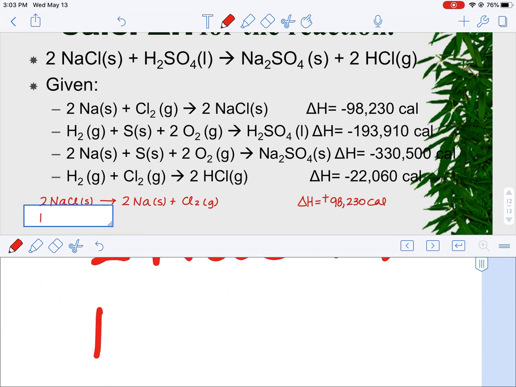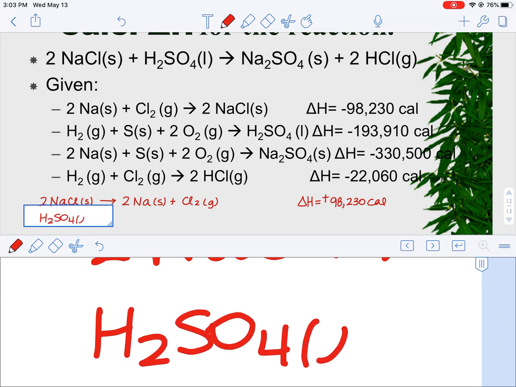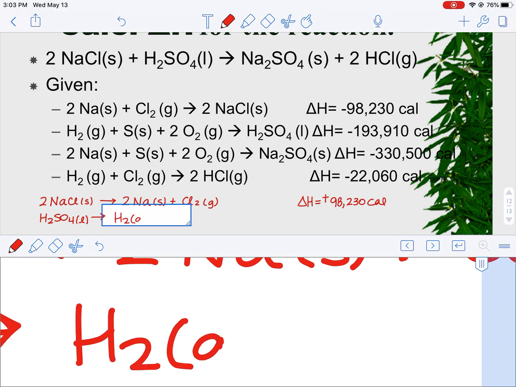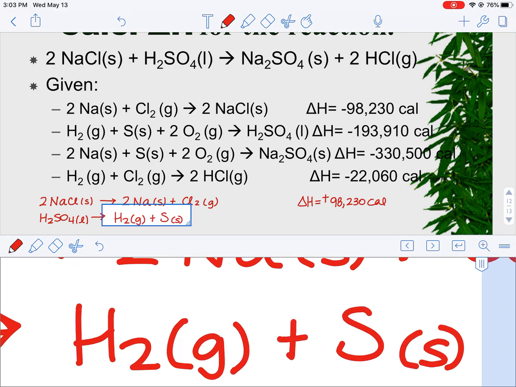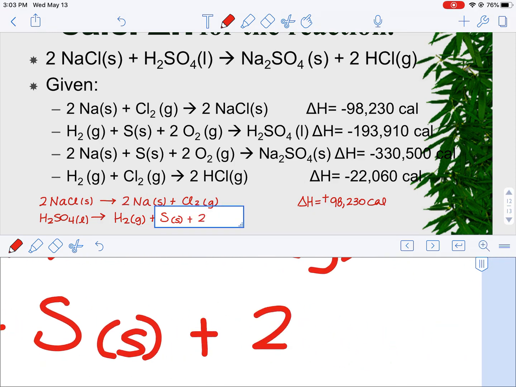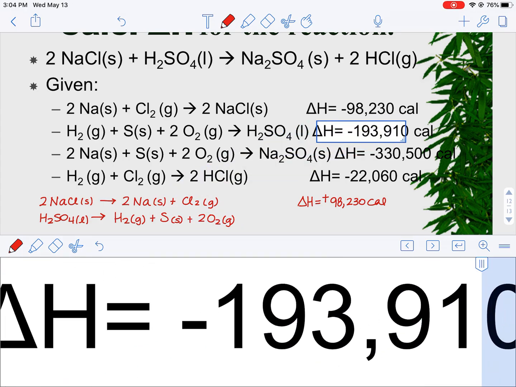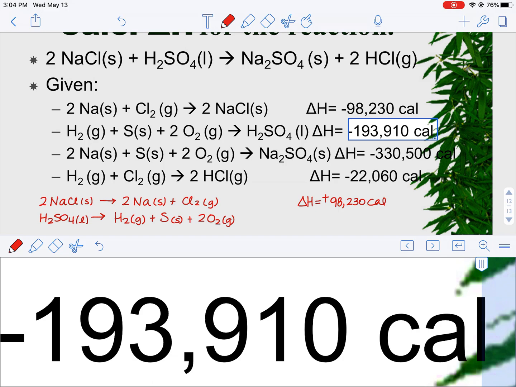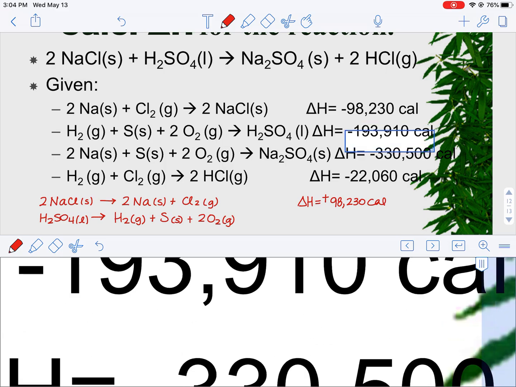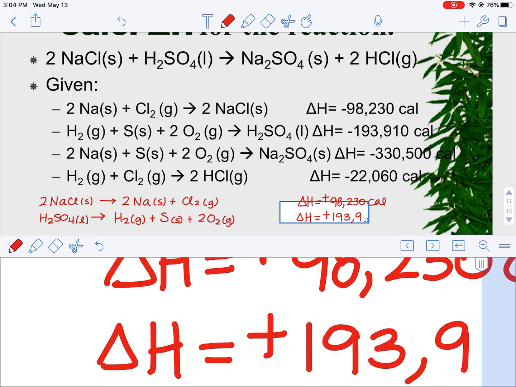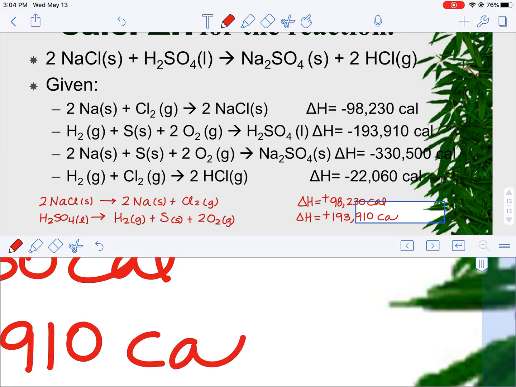Let's rewrite it. H2SO4 liquid breaks down or decomposes into 1 mole of hydrogen gas, 1 mole of solid sulfur, and 2 moles of oxygen gas. If the original reaction released 193,910 calories, and now I'm reversing it, instead of the heat being released, now the heat needs to be absorbed. So the enthalpy of my reaction will now be positive 193,910 calories.